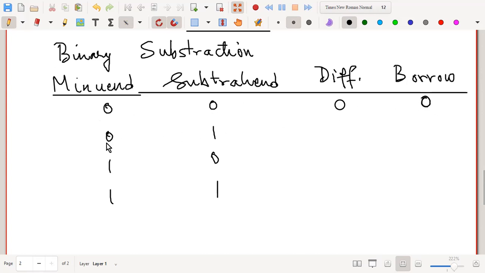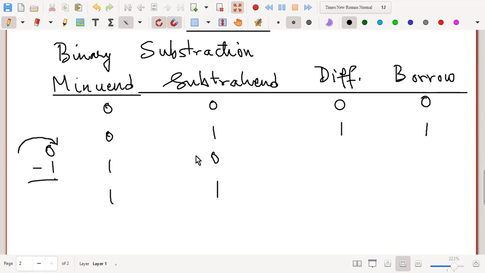So now 0 minus 1. See here, 0 minus 1. You cannot subtract 0 minus 1. So what would you do? You would take a borrow. You will take a borrow, and then the difference of these 2 is 1. So 0 minus 1, you will have a borrow 1, and then you will have a difference also 1.